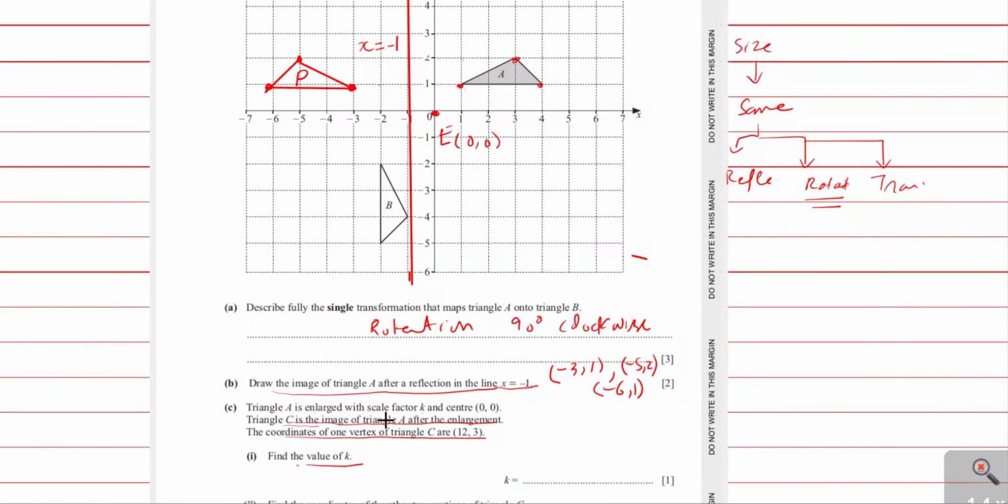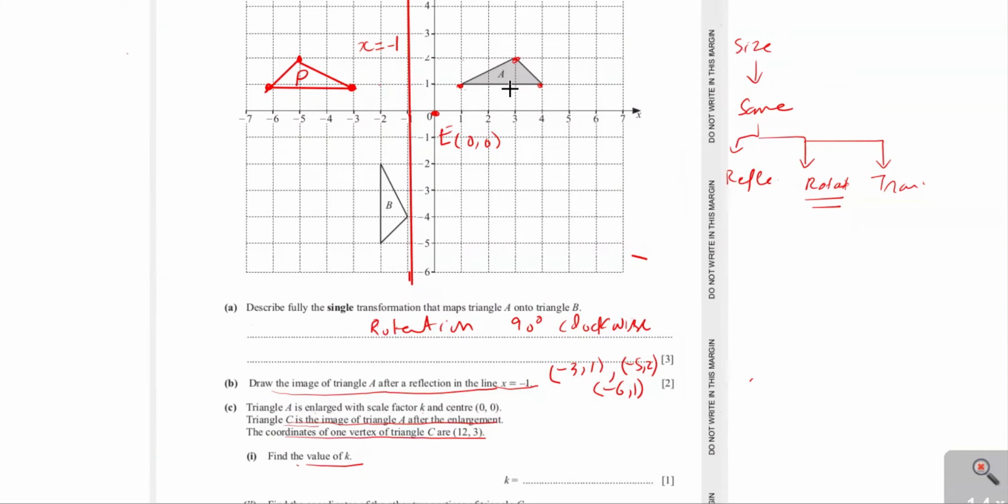Part C, triangle A is enlarged with scale factor k, center 0, 0. Triangle C is the image of triangle A after enlargement. The coordinates of one vertex of C are 12, 3. Firstly, we will mention the coordinates of triangle A. The coordinates of triangle A are, first coordinate is 1, 1. Next is 3, 2. And third is 4, 1. Look here, the image of one vertex of triangle A here is 12, 3. Look here, this is the 12, 3 possibility.